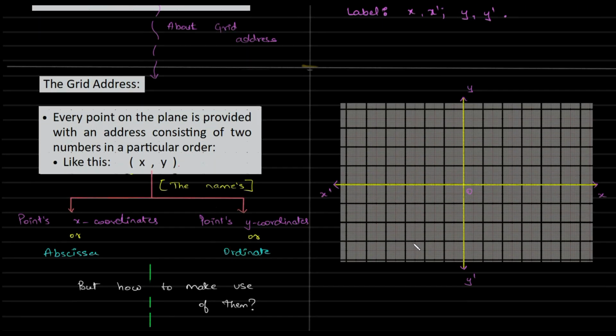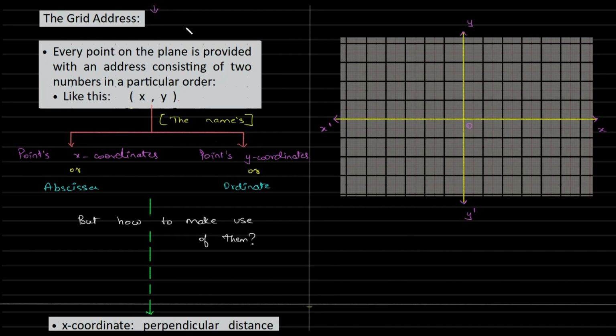Now, about the grid addressing, there is a rule. The rule is this: every point on the plane is provided with an address consisting of two numbers. In a two-dimensional plane, it is always two numbers in a particular order. So what is that order? It always has to be x and y. X is the point's x coordinate, while y is the point's y coordinate. The names for these are abscissa and ordinate. Again, x is your abscissa, y is your ordinate.